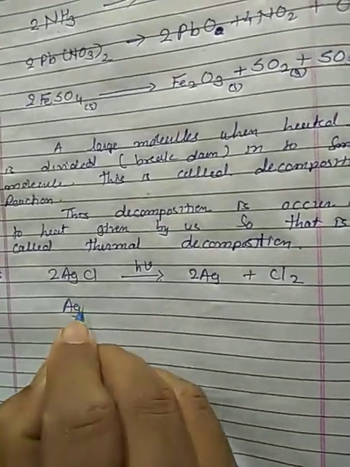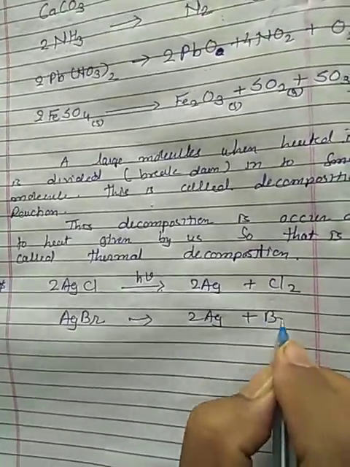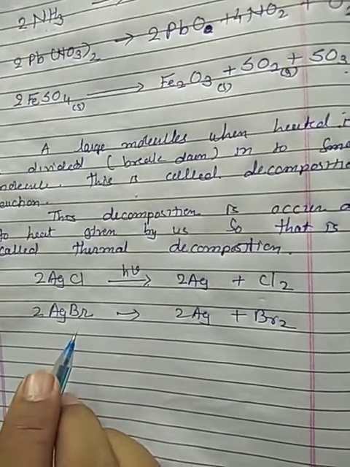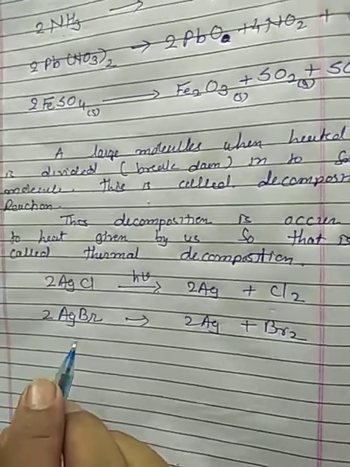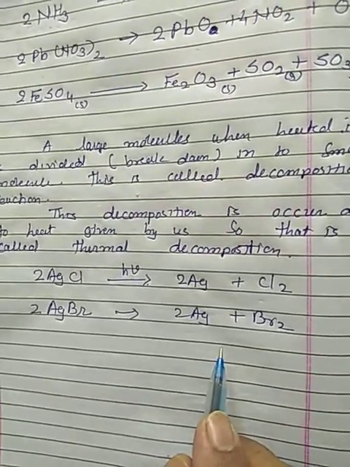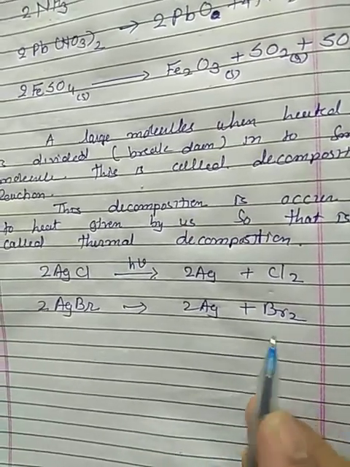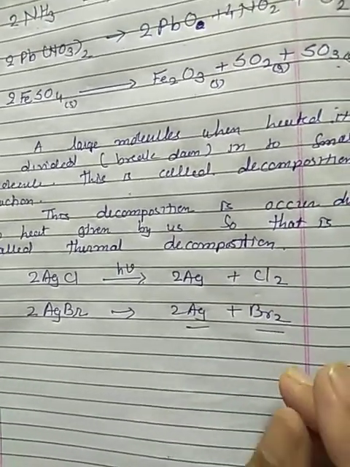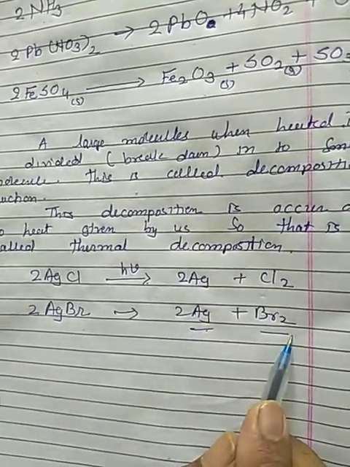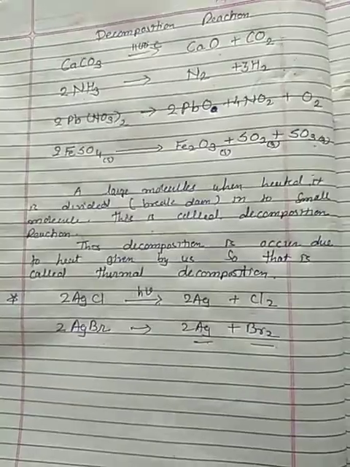Another equation, silver bromide. Silver bromide will convert into Ag and Br2. This type of decomposition we observe in sunglasses. When the sunglasses are in the presence of sunlight, silver bromide is decomposed into silver and bromine. Not silver or bromine comes out of the glass. It remains inside it.